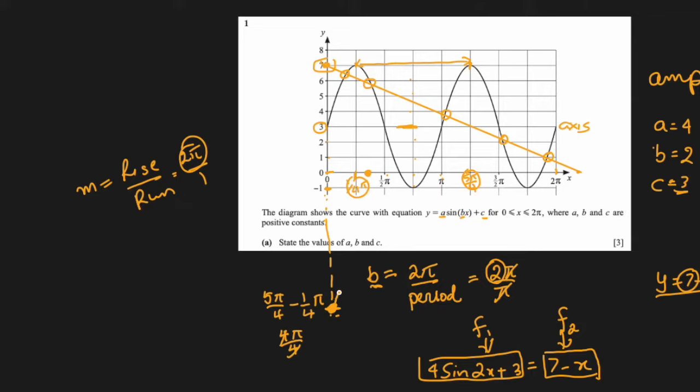So run is 1, rise is 2 pi. Okay. So I've drawn it, and I can see that in the main graph, this one, it is crossing at only one place. So the answer is one solution.